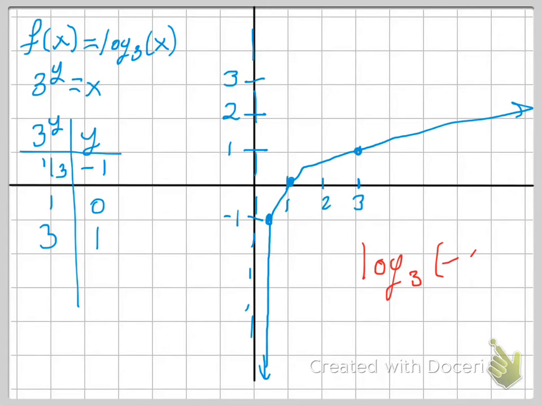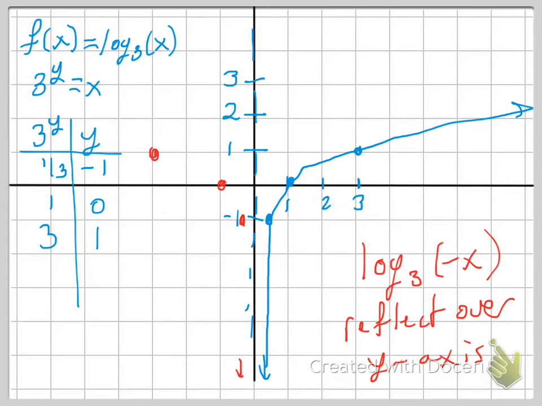And we're just going to do a couple of transformations of this. So if I do log base 3 of negative x, if it's negative with the x, it's going to reflect it kind of like the hot dog way. I'm going to reflect it over the y-axis. So we're going to reflect that over on the other side, just like that.